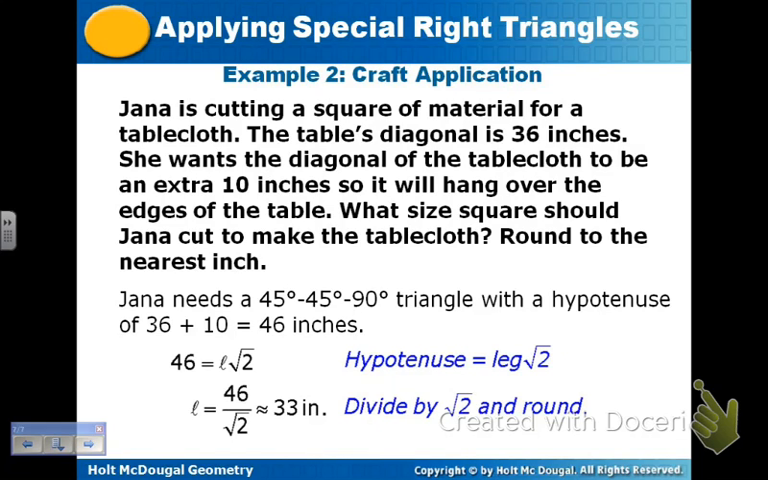And since they told us to round to the nearest inch, we're not going to keep it in radical form. We're actually going to type this in our calculator and get an answer for it to the nearest inch. So this should round out in your calculator to 33 inches.